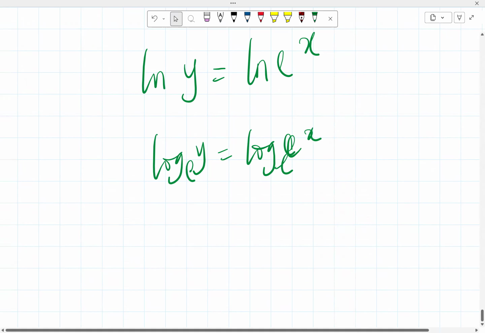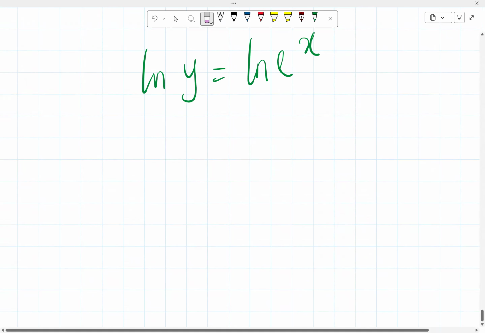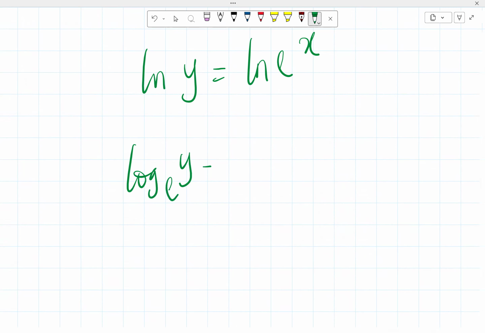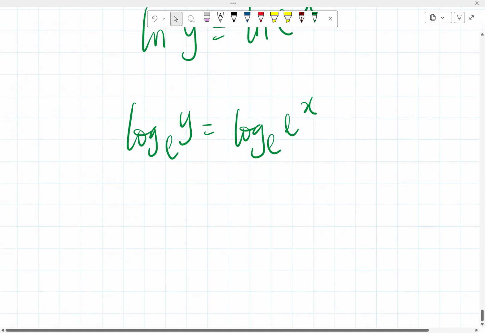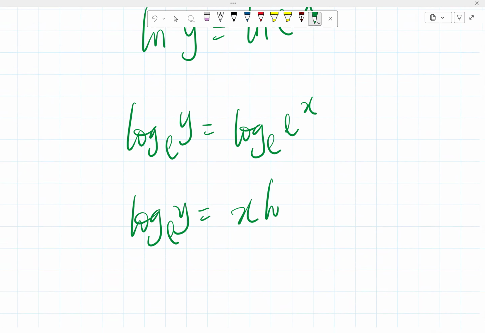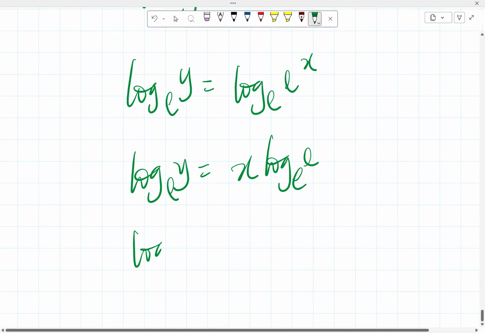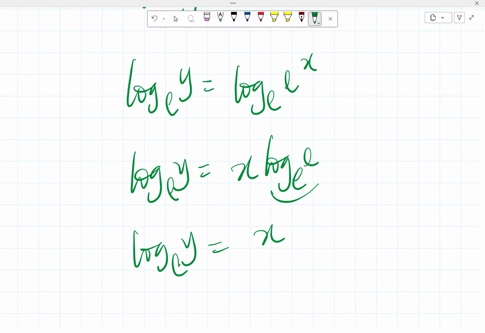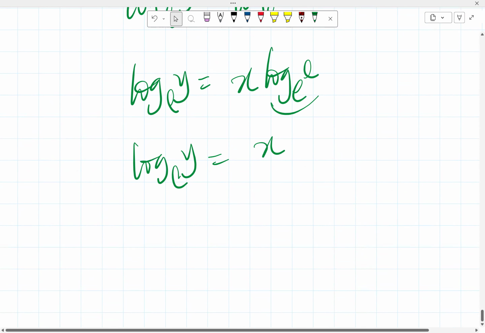So that means we have, okay, let me make this tidier. So I have log y to base e equals log e raised to power x to base e. On the left hand side, we have log y to base e. On the right, we have the power law that x can come down. We have log e to base e. The log of a number to the same base is always equal to 1. So log y to base e is equal to x, because this whole thing is 1. So that's x times 1. So that's x.